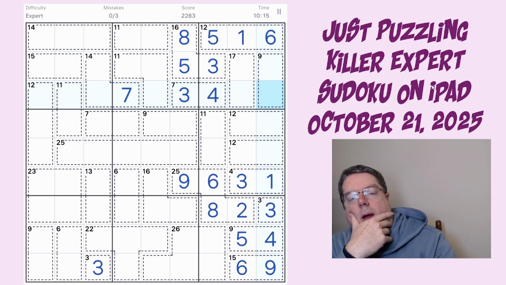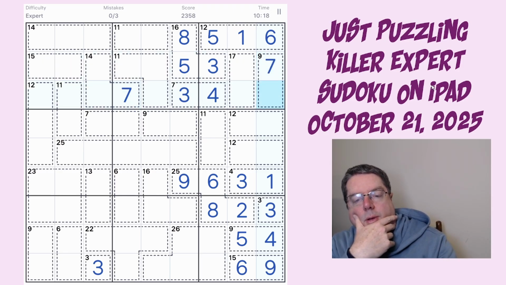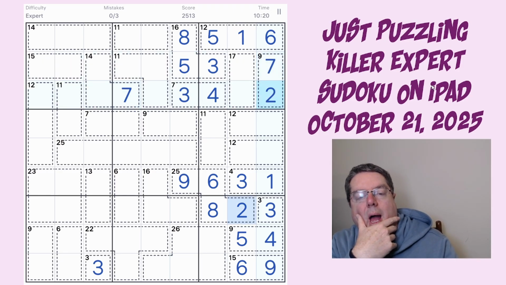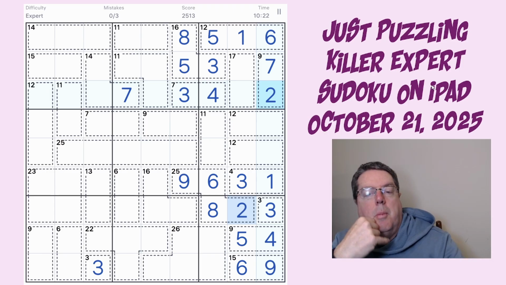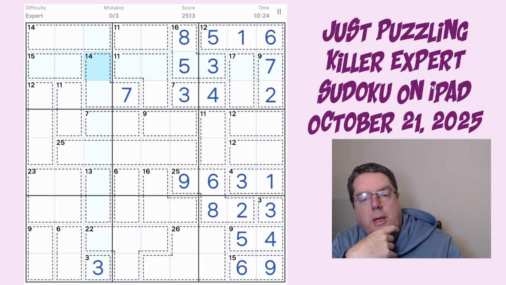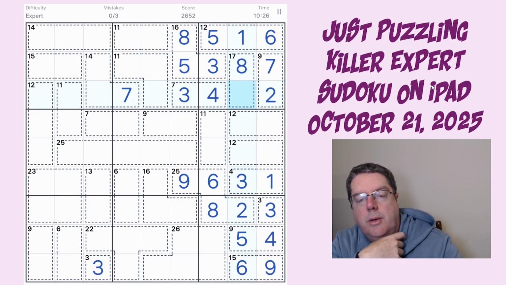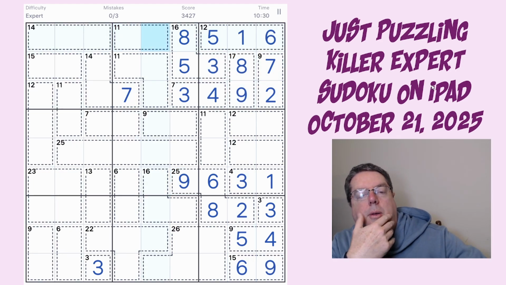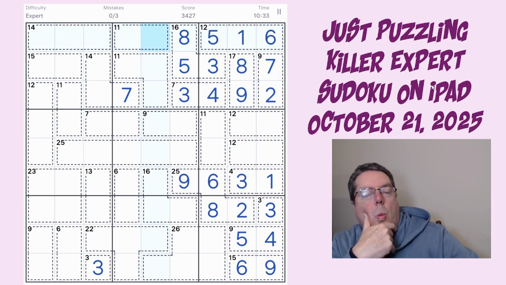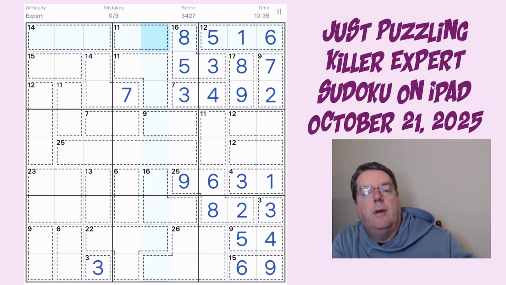So that means that 7 can't be here. So this is a 7, leaving this to be a 2. 8 and 9 cannot tell you, but I can now because this is a 9 and 6. So this has got to be the 8. This is the 9. 9 and 6 here. 9 and 2 there. So 1, 4 and 6. So 4 is here, 1 is there, and 6 is there.